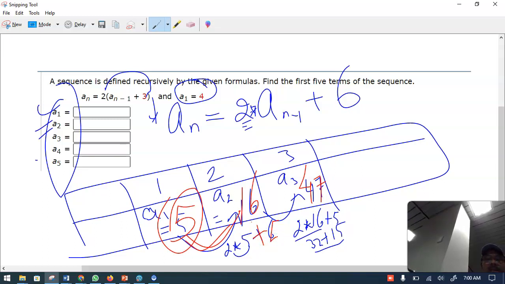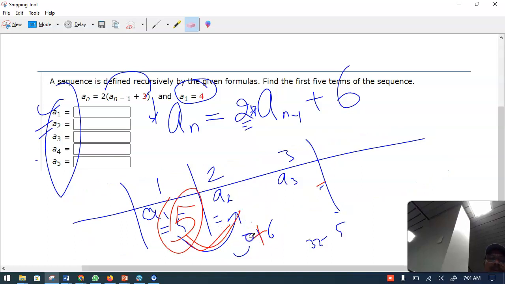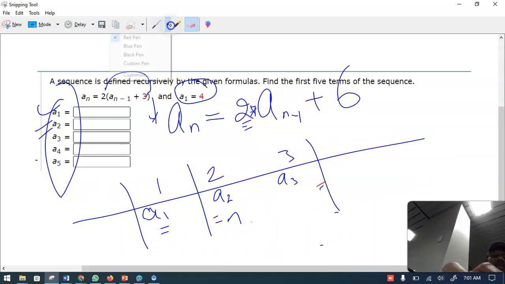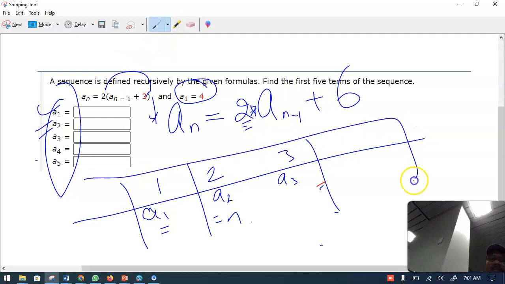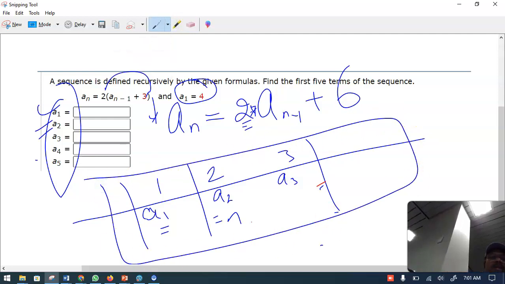I think I made a mistake. What did I do? 2 times 5 plus 6, correct. I think I messed up in this case. Let me correct it. So the first one is 4. So A1 is 4, and A2 is, you double this.